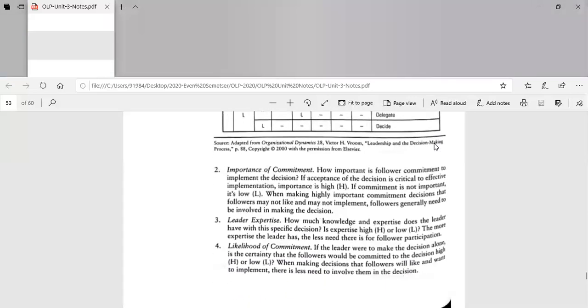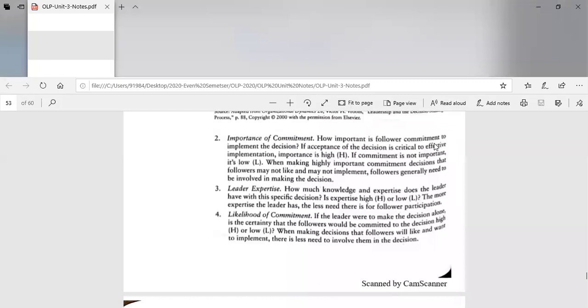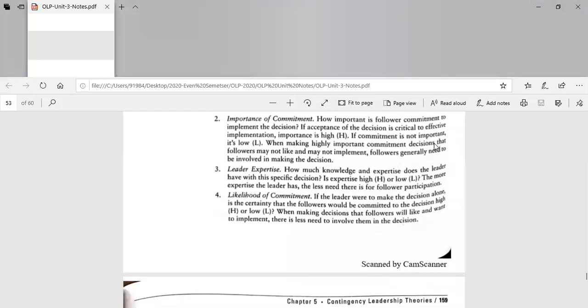When making a highly important commitment decision that followers may not like and may not implement, followers generally need to be involved in decision making. That is how their commitment is seen, and based on their interest, they have to be involved in the decision making. Leader expertise.